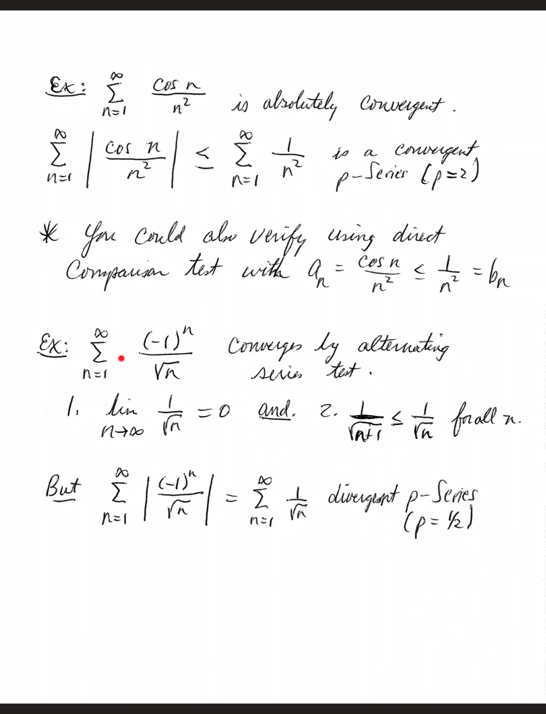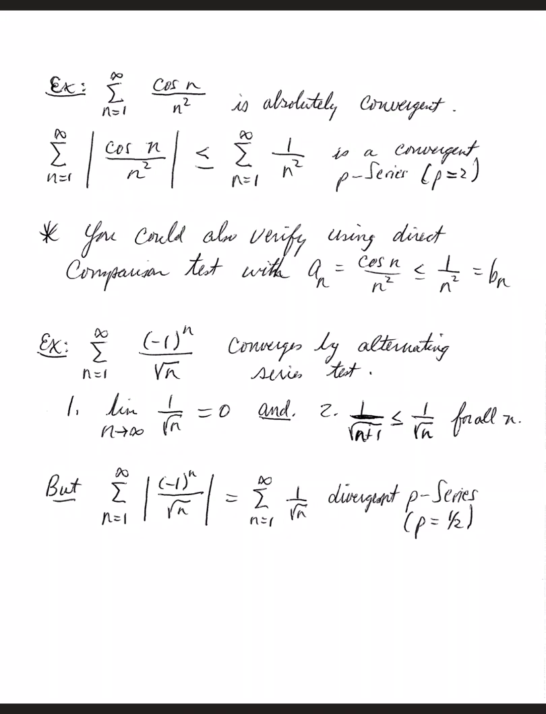Let's look at one more example. The sum from 1 to infinity of negative 1 to the n over square root of n. This converges by the alternating series test. The a sub n term is 1 over square root of n. As n gets large, that fraction gets small and approaches 0. So we do have the limit equals 0. The square root of n plus 1 is going to make this fraction smaller than just taking the square root of n. Property 2 is satisfied.